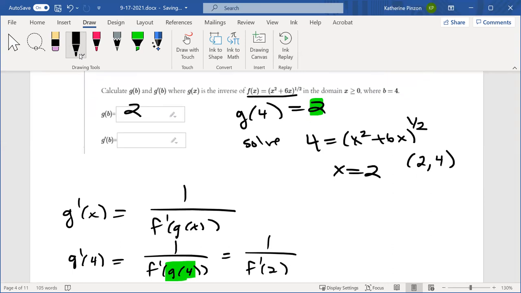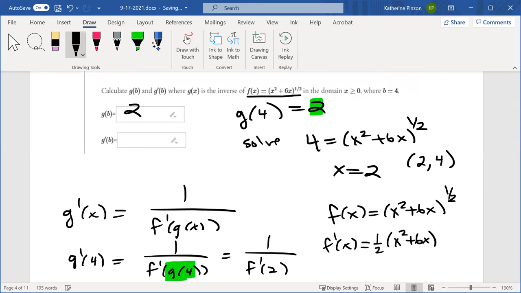Here's my function f. I need f prime of 2. So I'm going to take the derivative of f. What's the derivative of f? One half x squared plus 6x to the negative 1/2 times 2x plus 6. Perfect. Okay, I need to find f prime of 2. So I'm going to take 2 and plug it into that to find f prime of 2.